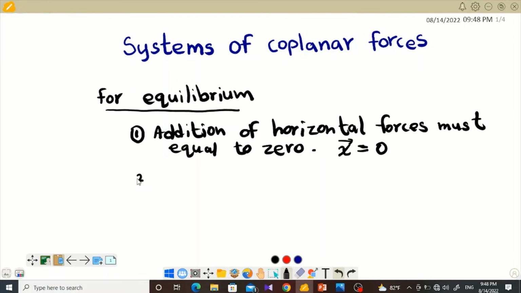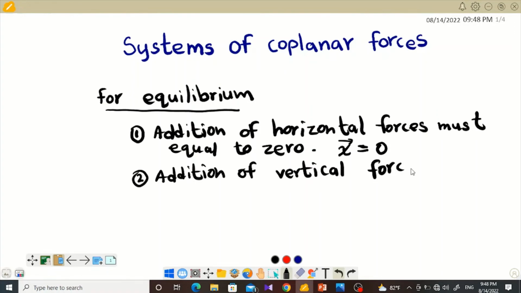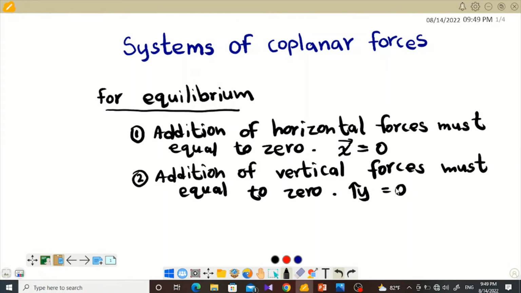The second one is addition of vertical forces must equal 0. We denote this as y components equal to 0.